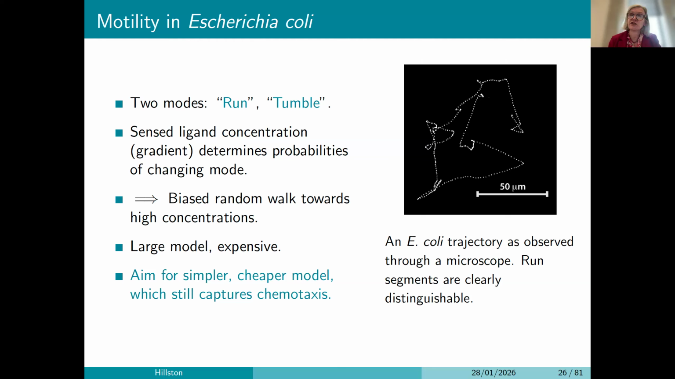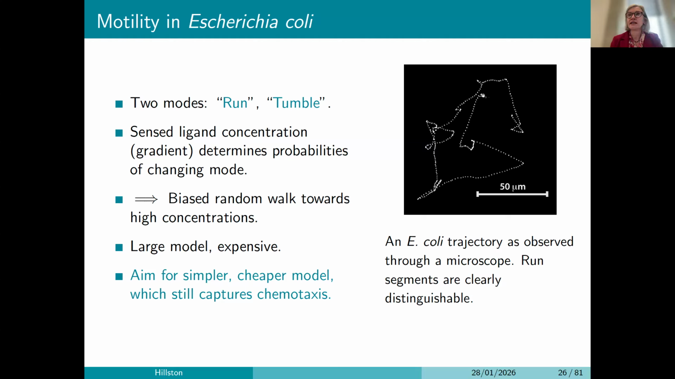For the bacteria, what they're trying to do is they're seeking food. So this is what's called chemotaxis. They will respond to the chemical environment they find themselves in and move in the direction towards a higher concentration of the chemical that's beneficial to them. So you can think of this as a biased random walk towards high concentrations.